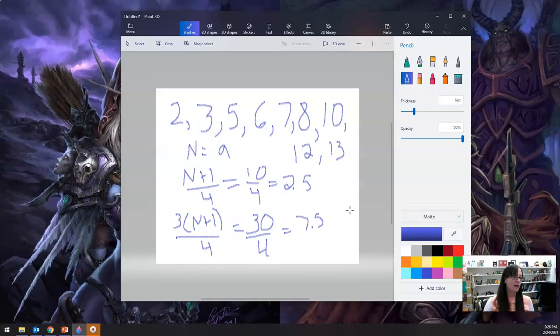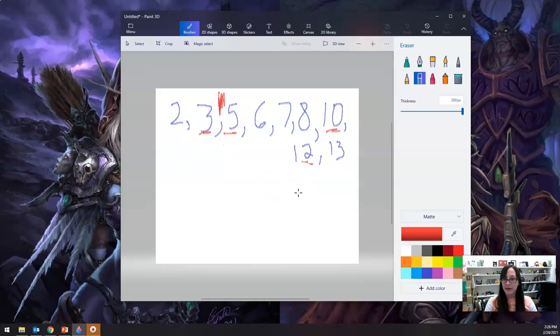Okay, so now you're like, well, what do we do, because we get half positions? Well, what that means is your position is going to be halfway. So 2.5, this is our second position, and this is our third position. So 2.5 is literally whatever is halfway between these two values. And then 7.5, we're at 1, 2, 3, 4, 5, 6, 7. So there's 7, and there's 8. So it's halfway between 7 and 8.